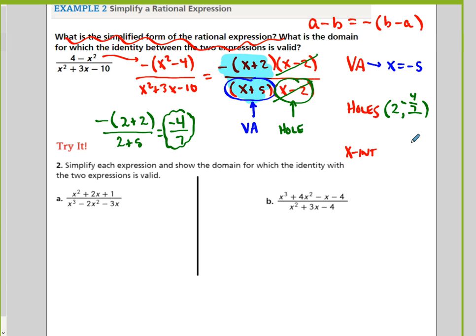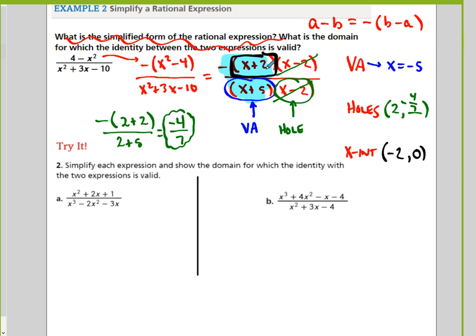And finally, we have the concept of the x-intercept. And for that, you're going to look up at the numerator at the factor that did not cancel out. And just ask yourself, what x value would make this factor that I put this rectangle around equal 0? And that would be -2, 0. -2 plus 2 is 0.